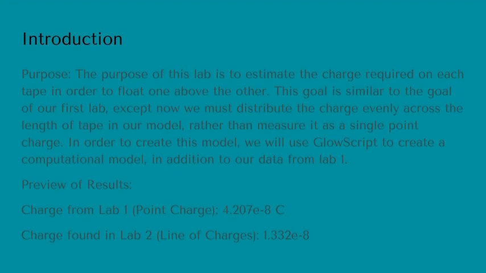In order to create this model, we will use GlowScript to create a computational model in addition to our data from Lab 1. For a quick preview of results, the charge from Lab 1 using the point charge was found to be 4.207 times 10 to the negative 8 coulombs, whereas the charge found in Lab 2 using the line of charges method was found to be 1.332 times 10 to the negative 8 coulombs.